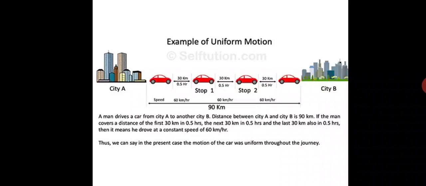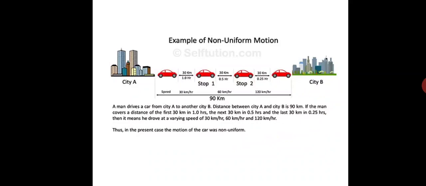He drove at a constant speed of 60 kilometers for every hour, so that he will be reaching the destination in 1.5 hours. So which means he is following a constant speed for every equal timing. So we call it as uniform motion. Example for non-uniform motion, you can say the same way.